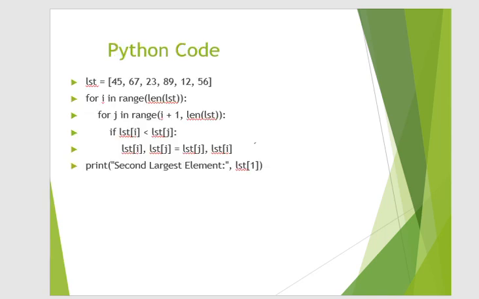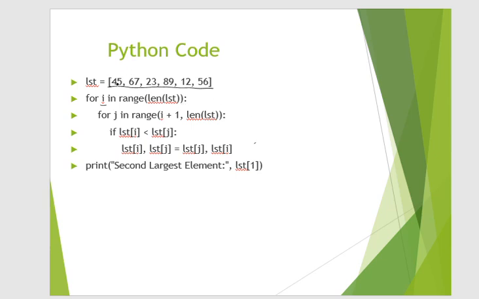Now when we talk about a list, first of all we have to take a list. The list in this case is 45, 67, 23, 89, 12 and 56. Now we are going to compare, and when we have to arrange a list in ascending or descending order, or you can say when we have to sort a list, we need to have a nested for loop. So the outer for loop will start from, it is i in range length of list.